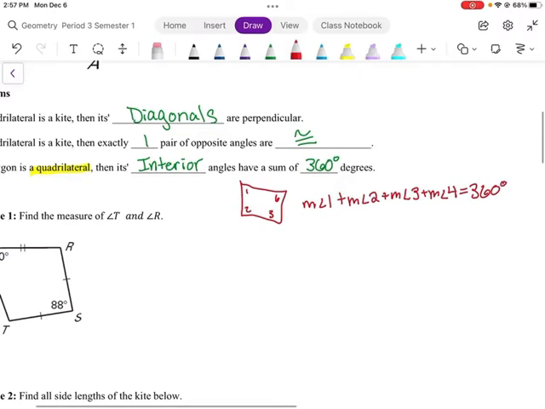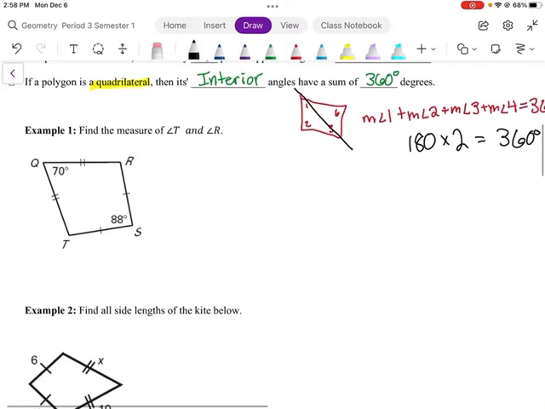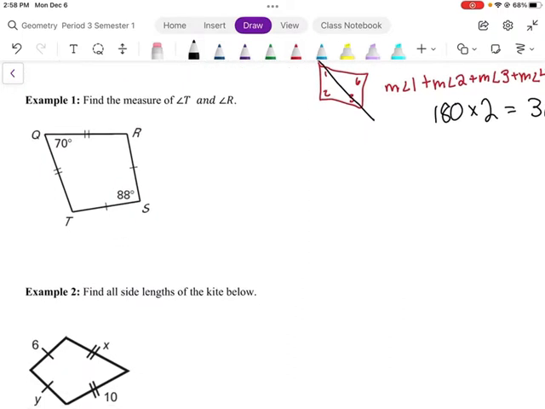And we know that because if we cut this shape in half, we would have 2 triangles. And each triangle has 180 degrees inside of the angles. So if we have 2 of them, we take 180 times 2, which equals 360. So that's just a little information behind why it adds up to 360. All right, now using the information we've gone over for kites, we are going to solve some problems.